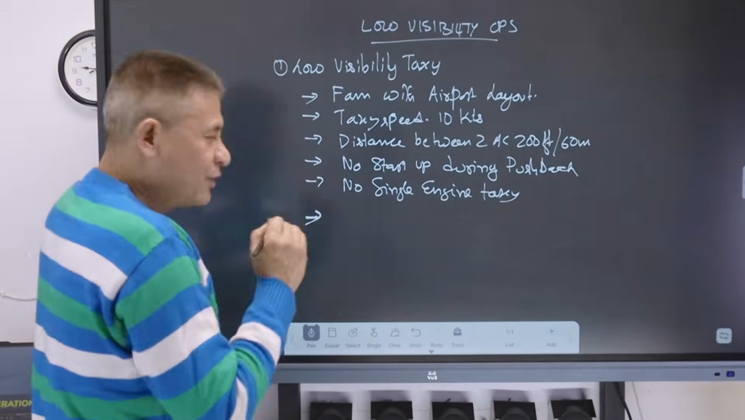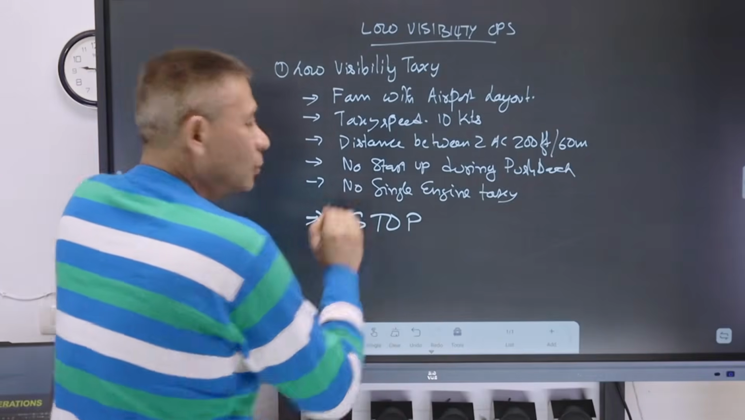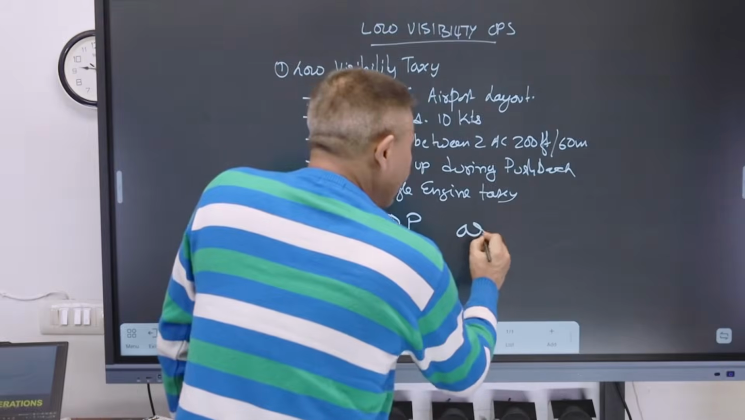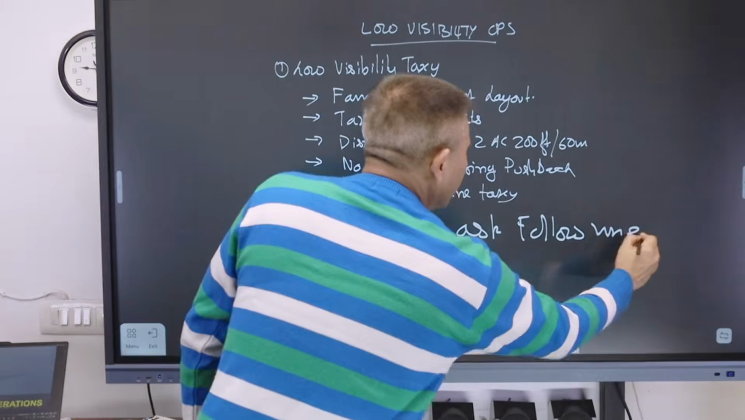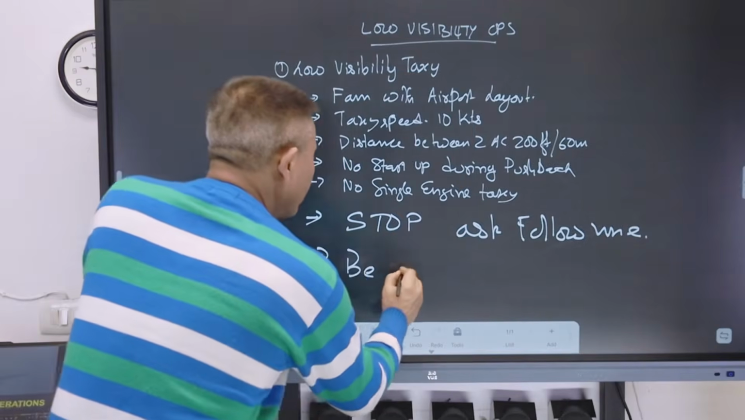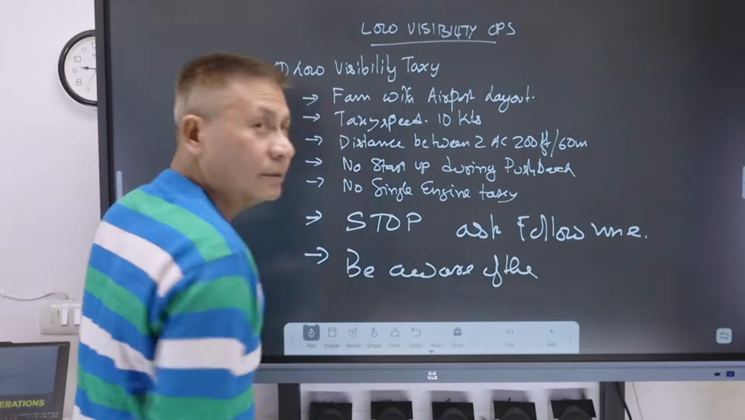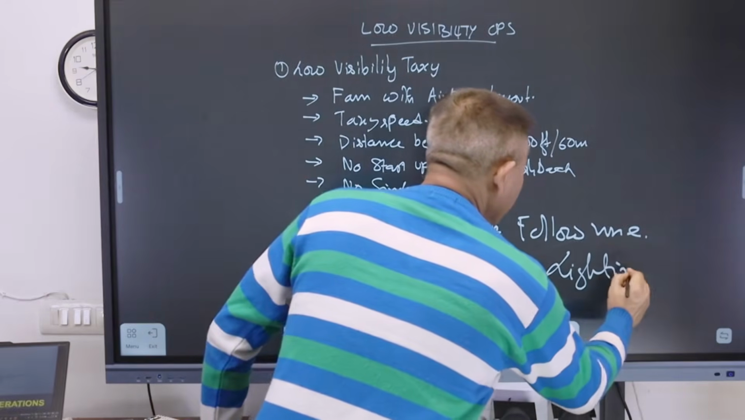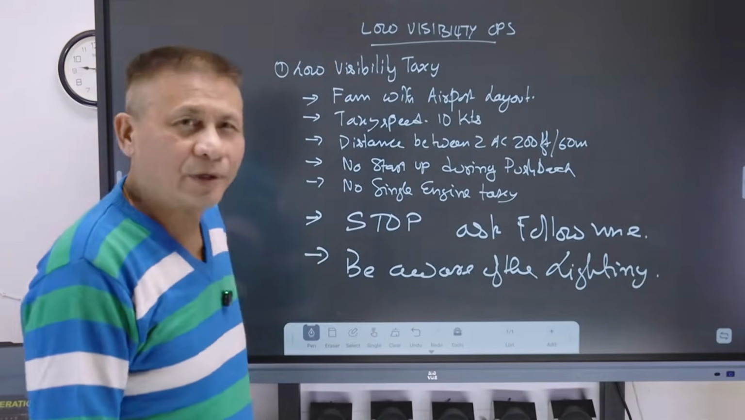Wherever in doubt, if feasible, stop, coordinate with the ATC, and if required, ask for a follow-me. And be aware of the lightings on the taxi track and the runway.